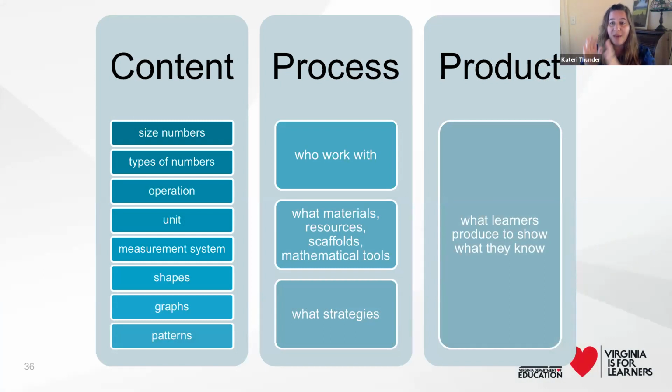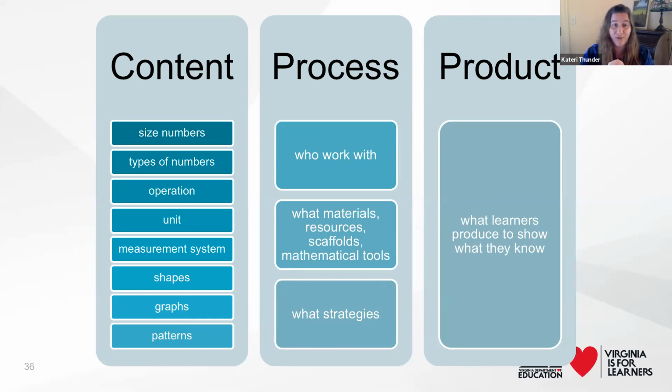You could change the mathematical content, you could change the mathematical process, or you could change the mathematical product. So the content would be things like adjusting the size of the numbers. Everyone's working on the same task, but the size of the numbers is different based on readiness. Maybe the types of numbers are different. Maybe you have some students who are ready to jump in to work with fractions and some who are still working on whole numbers. Maybe the operations are different, right? You have some students who are working on addition and some on subtraction, some on the relationship between.